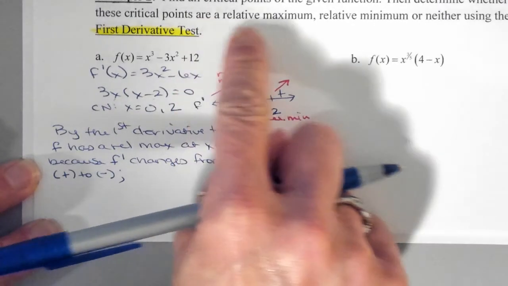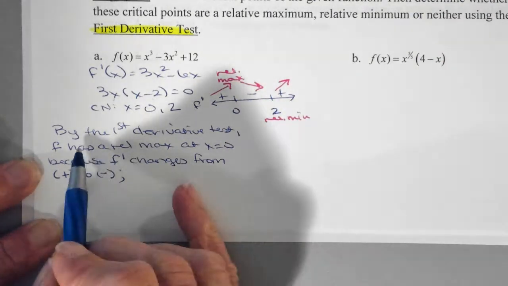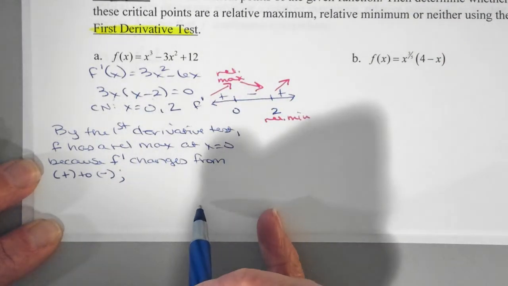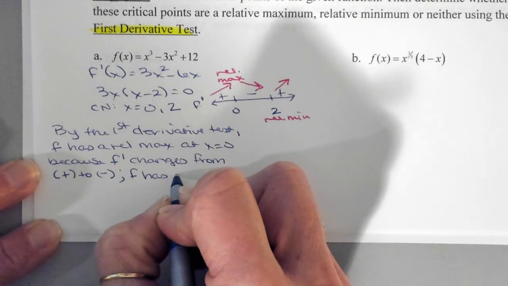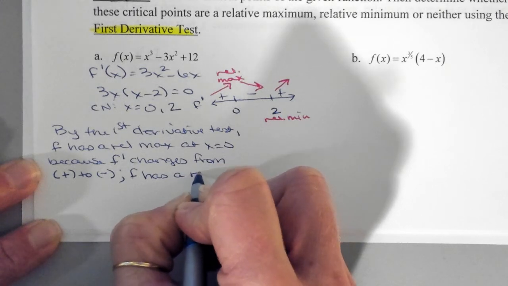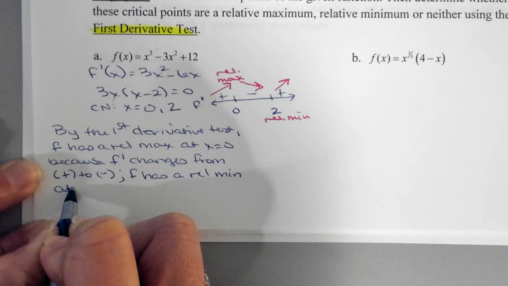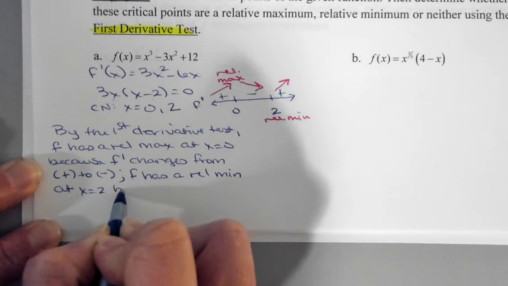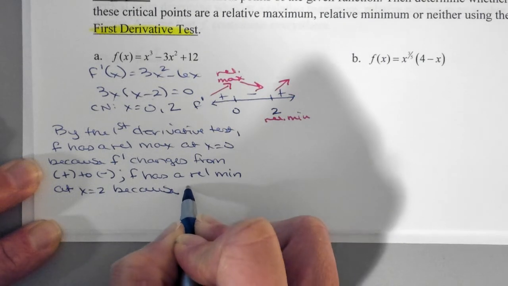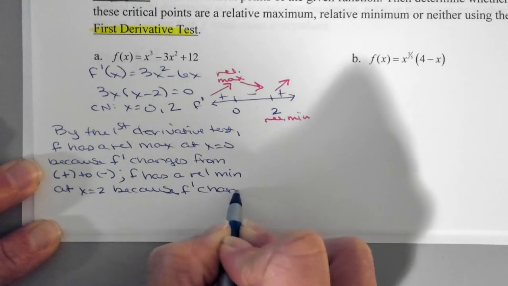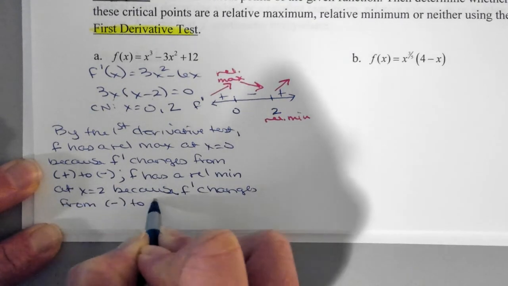Because in the directions it says relative max and relative min. So, I already wrote by the first derivative test. Do I have to write it again? No. Just keep going. F has what? A relative min at x equals 2 because f prime changes from negative to positive. Perfect.